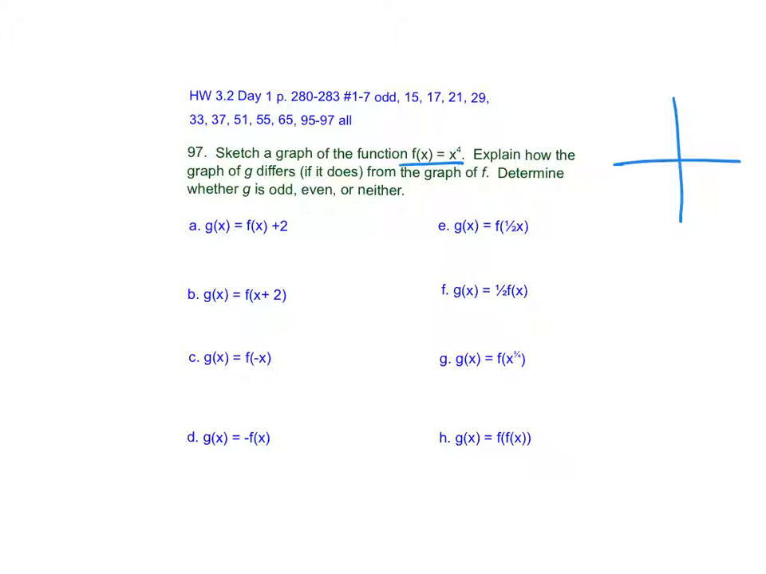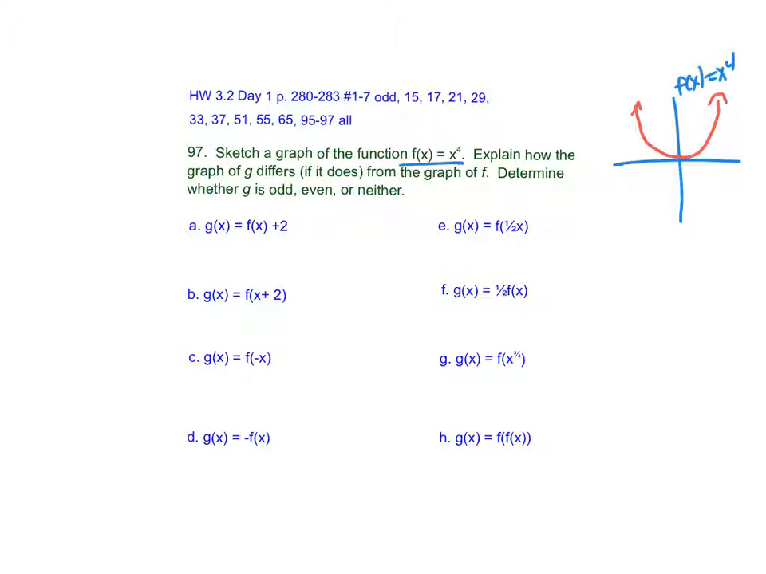We know that the end behavior is going to be like y equals x squared because it's an even degree. And since it's a power function, it's going to look like y equals x squared, except it's going to be a little flatter near the origin than y equals x squared. So this is a sketch of f of x equals x to the fourth.